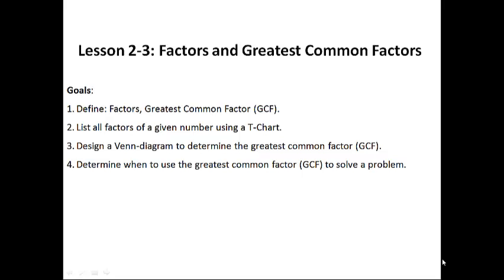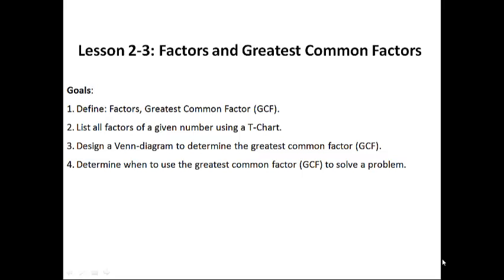The first one is just to be able to define. So be able to explain what a factor is and then tell me what greatest factor means. You also need to know that GCF represents greatest common factor. It's often referred to just as GCF. Second one is to list all the factors of a number, and we're going to use a T-chart. That's our strategy. I will show you in a minute.